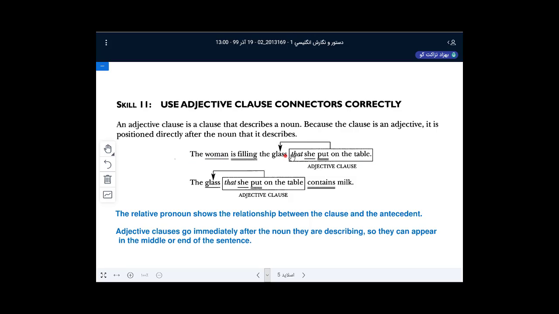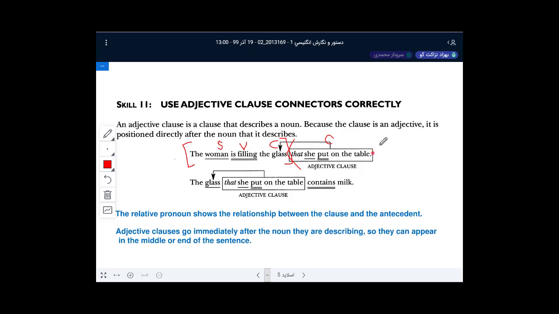So the woman is filling the glass. So here we have the main clause. And the main clause can stand alone as a complete thought because it has its own subject, woman, and is filling as a verb and the glass as a complement. So we have subject, verb, complement. So it is actually enough to stand alone as a complete thought or be meaningful. But as you see, here we have another complement, the second complement.